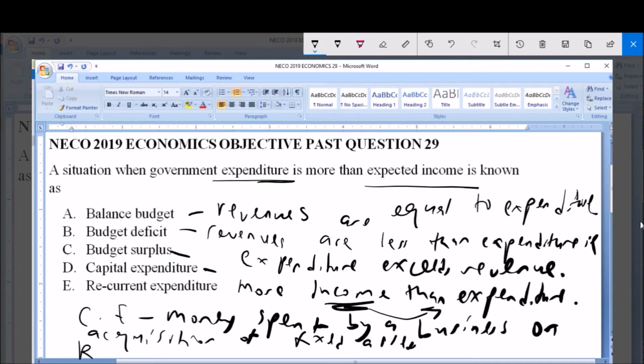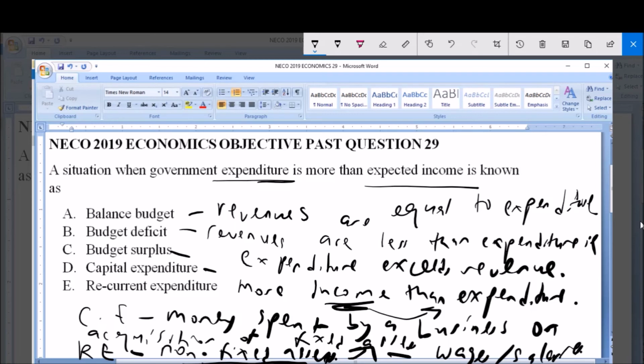And then recurrent expenditure refers to money spent by a business as well, but for creation or acquisition of non-fixed assets. Or another way to put it is that any money that is not spent on acquiring fixed assets. So recurrent, and examples of this is money spent on wages or salaries.